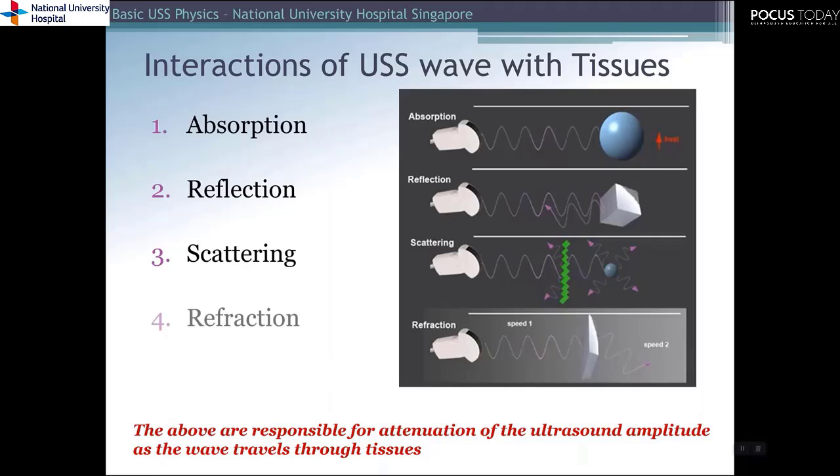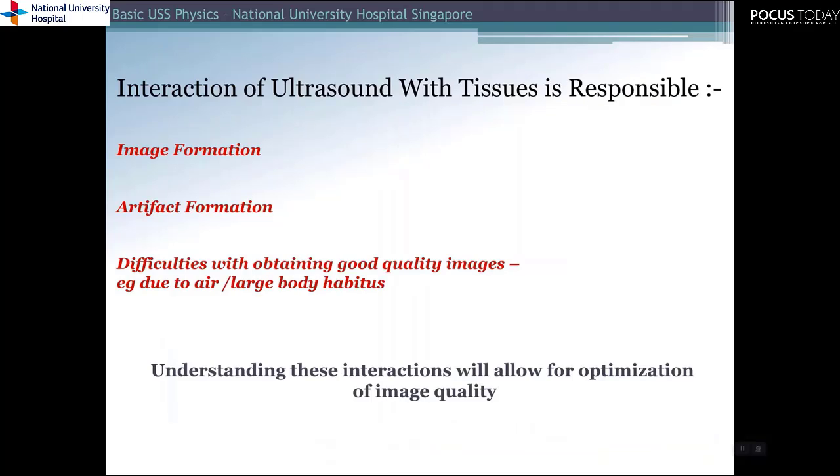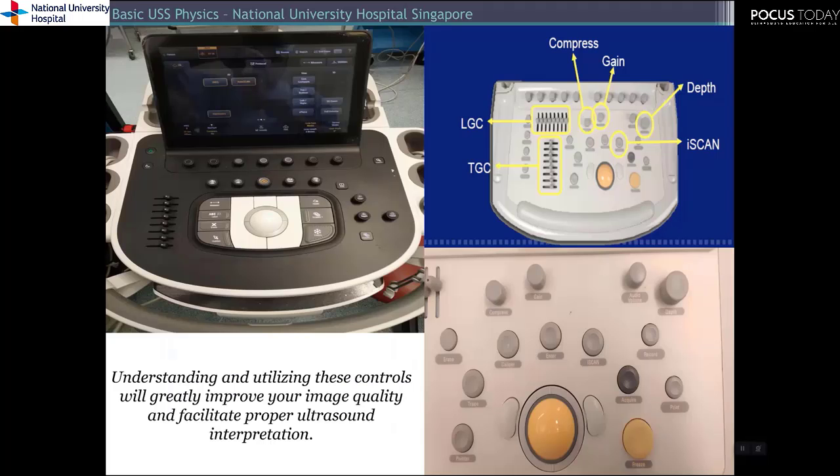The above interactions are responsible for attenuation of the ultrasound beam as it travels through tissues. These interactions between the ultrasound beam and the tissues are not only responsible for image formation, but are also responsible for artifact formation and are responsible for some of the issues related to obtaining good quality images. Understanding these interactions allows us to use the ultrasound machine controls to optimize image generation. We will go through some of these ultrasound controls in the next part.